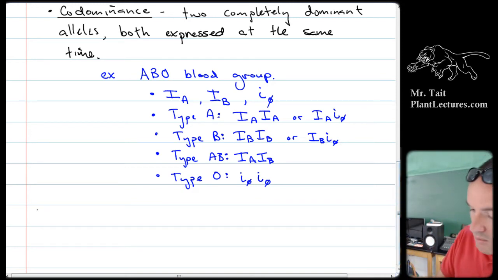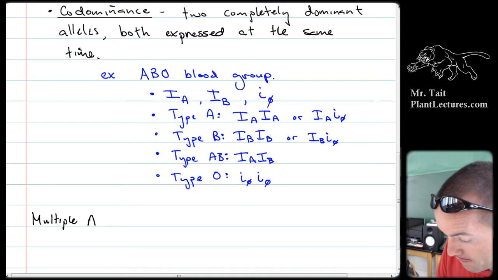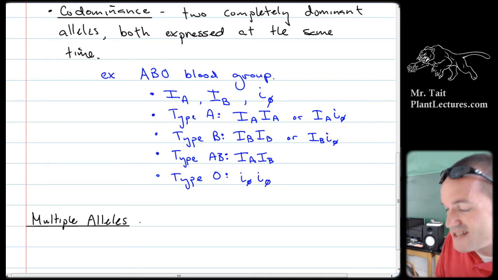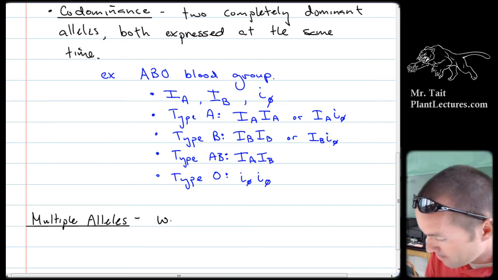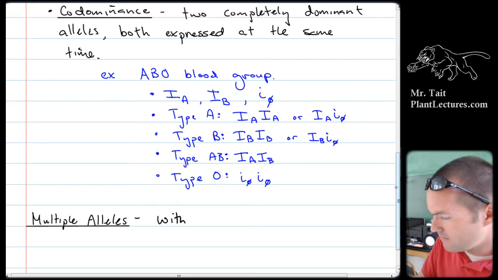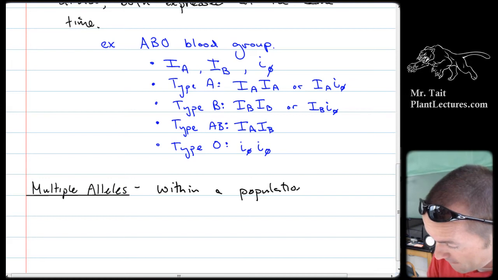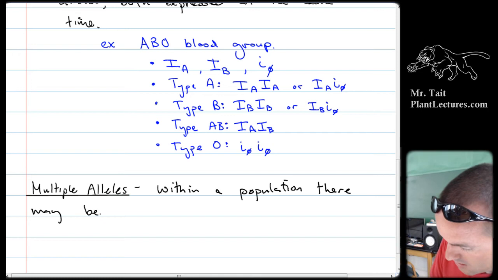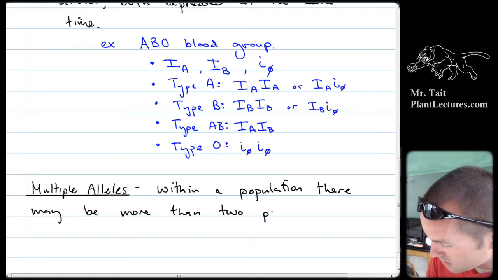So the first intricacy that we're going to look at is the same as this blood group thing. It's called multiple alleles. And basically what it means is that within a population, sometimes there are more than 2 possible genes, okay? Or 2 possible versions of a gene. Within a population, there may be more than 2 possible alleles.